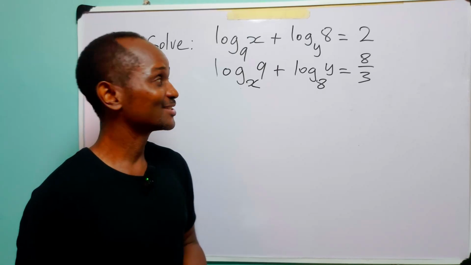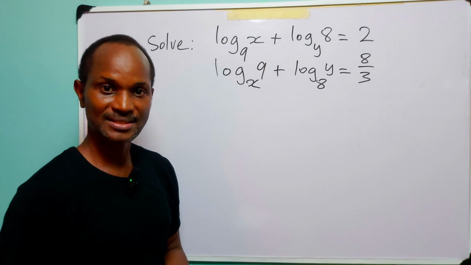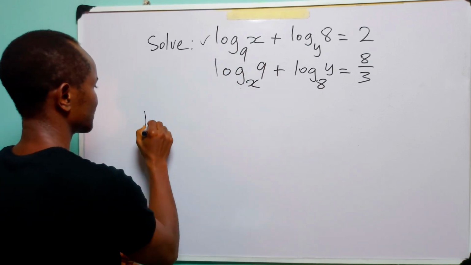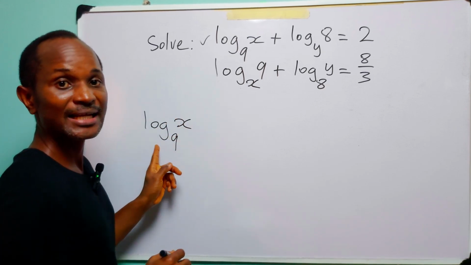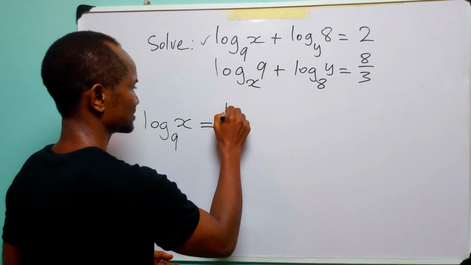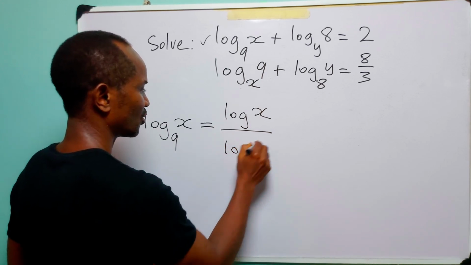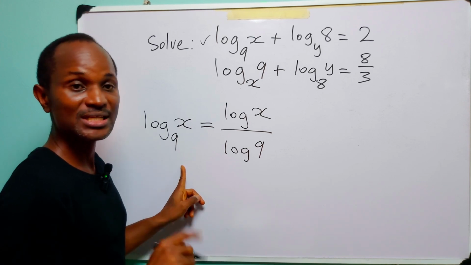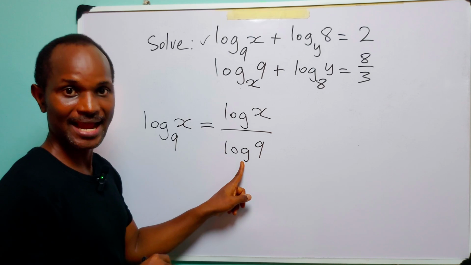Hello and welcome. In today's tutorial, we are going to solve these two simultaneous log equations step by step. To begin, let us look at this quantity, that is log to base 9 of x. Applying the change of base formula for logarithms to this quantity, we can write this as log x divided by log 9. These two things are exactly the same. The only difference is that while this is in base 9, this is in base 10.